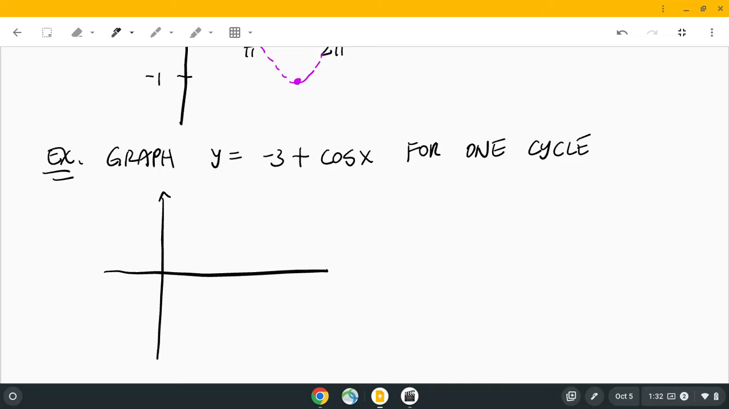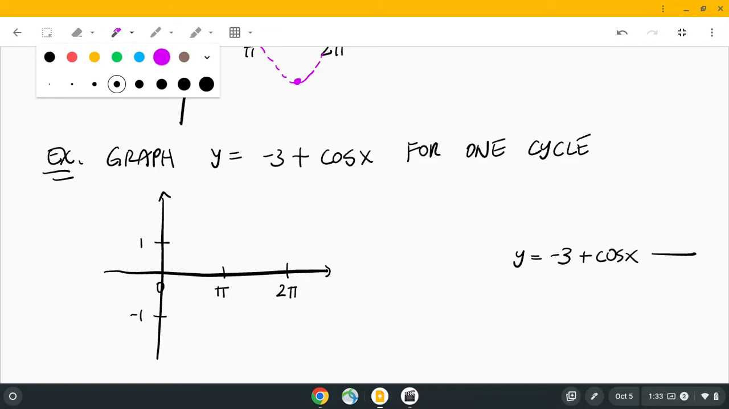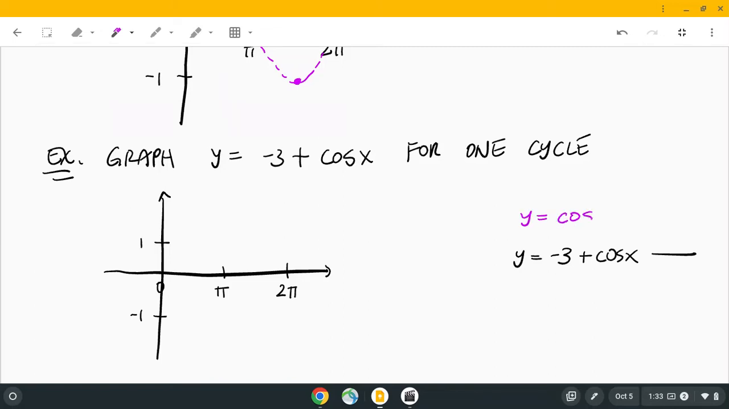We have 2 pi. And our original max is 1 to -1. I'm going to do y equals -3 plus cosine x in solid black. And I will use purple for my original graph of cosine.